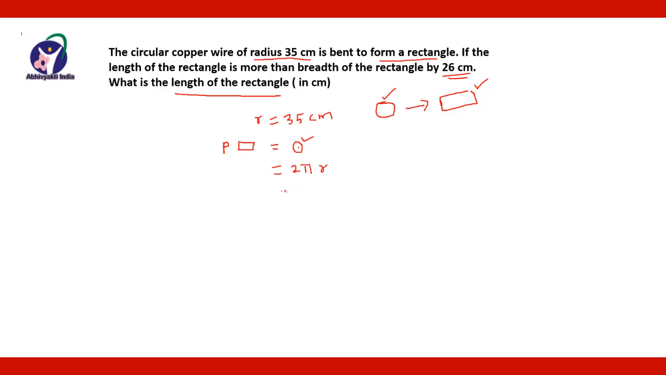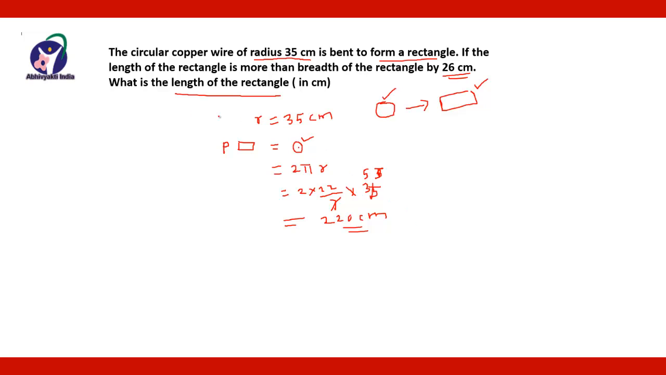So it will be 2 multiplied by 22 by 7 multiplied by r, that is 35. So it will be 7 5s are 35. And so that is equal to 220 centimeter, and therefore the perimeter of the rectangle is 220 centimeter.